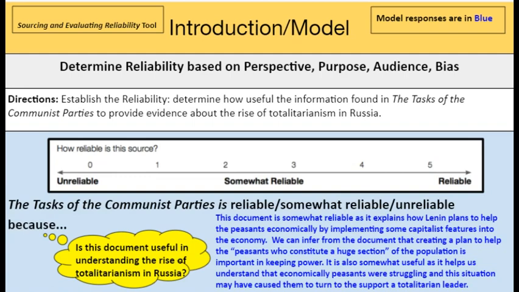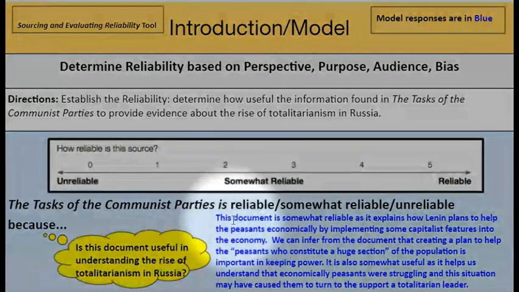Okay, how reliable or unreliable is this source? So let's see what they said. They say, this is the social studies people, the document is somewhat reliable and it explains how Lenin plans to help the peasants economically by implementing or carrying out some capitalist features into the economy. We can infer and we can figure out from the document that creating a plan to help the peasants who constitute or make up a huge section of the population is important in keeping power. It is also somewhat useful as it helps us understand that economically, peasants were struggling and this situation may have caused them to turn the support to a totalitarian leader.